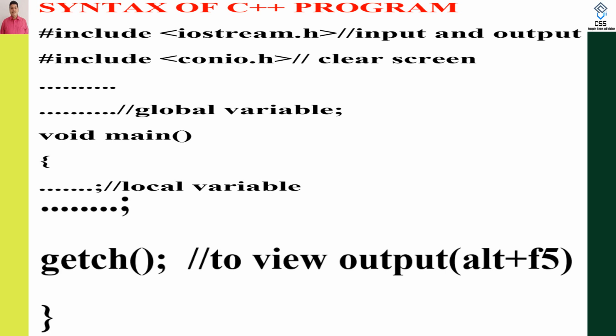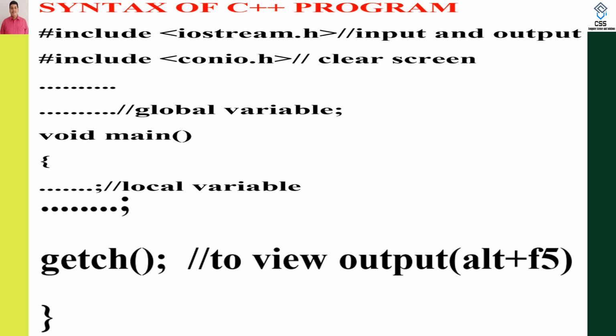If you don't give getch, then your program is executed and your output is displayed, but you cannot see it. You have to see it by pressing Alt F5, or in the window menu there is a user screen. But instead of doing all that, you can give the getch function, so that your output will be visualized after running.